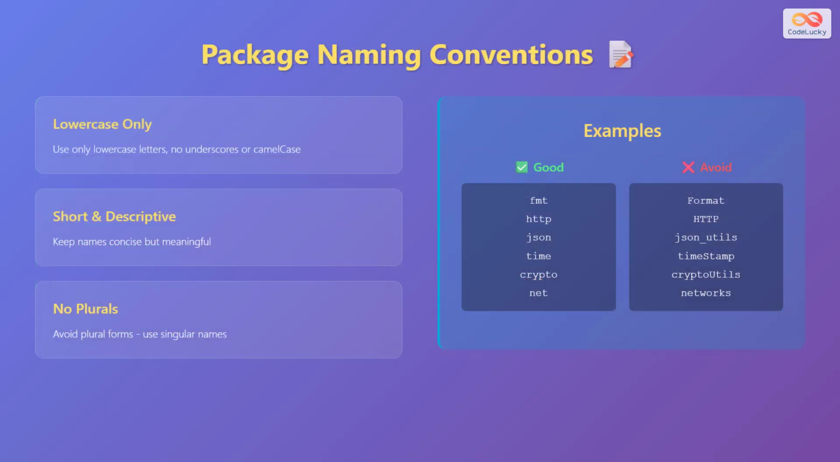Let's discuss naming conventions. It's important to follow these conventions to maintain readability and consistency across Go projects. Package names should consist of lowercase letters only, without underscores or camel case. They should be short and descriptive, conveying the package's purpose clearly. Also, avoid using plural forms. For instance, prefer time over times. Good package names include fmt, http, json, and net, while names like format, http_json_utils, or networks should be avoided.